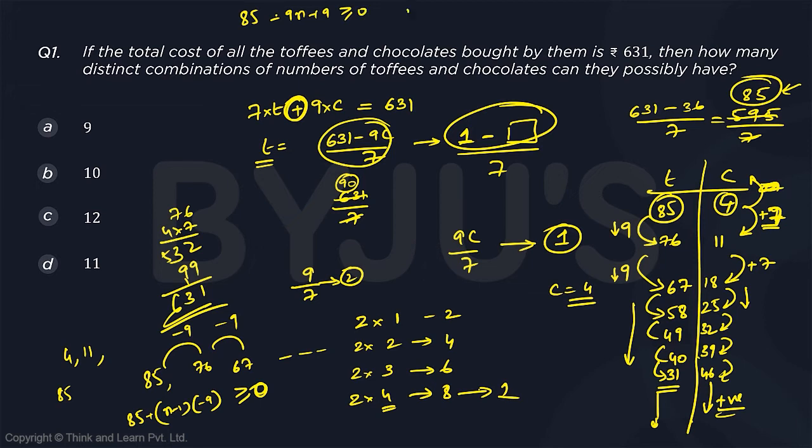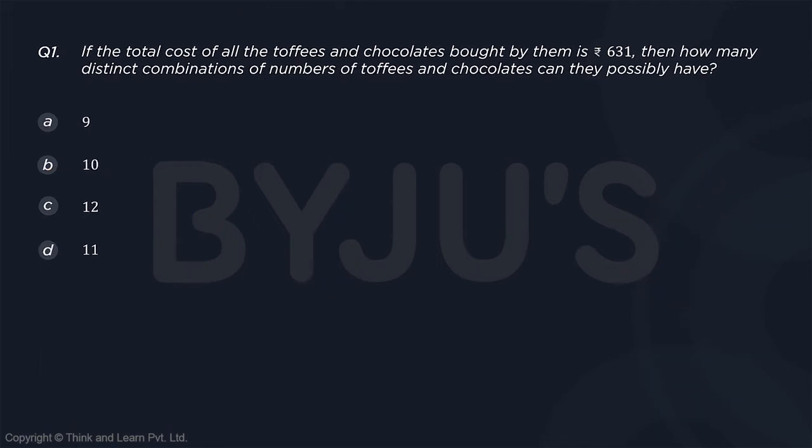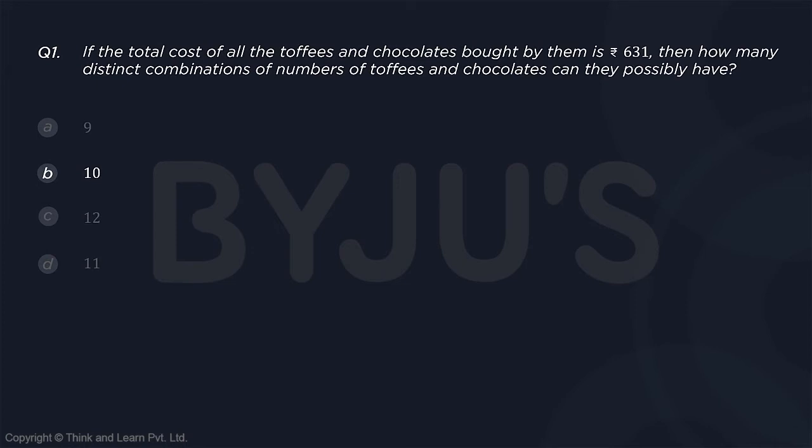So 89, 94 greater than or equal to 9n, or n less than or equal to 10. N less than or equal to 10, so that's 10 point something. So that's 10. So you will get 10 terms. You will get totally 10 terms.